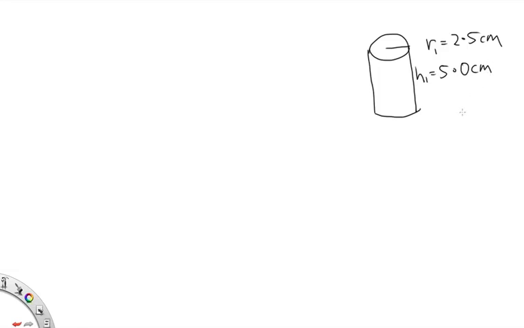Okay, so in this question, we had a cylinder. The radius of the cylinder, R1, is equal to 2.5 centimeters. The height of the cylinder, H1, is equal to 5.0 centimeters. The emissivity is equal to 0.85. The temperature of this cylinder is 30 degrees C, and the temperature of the surroundings is equal to 50 degrees C. In part A of the question, we were asked to calculate the net energy transfer by heat from this cylinder.